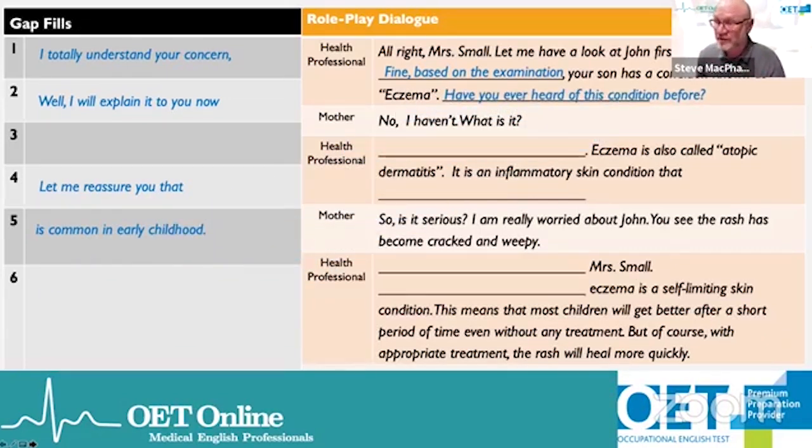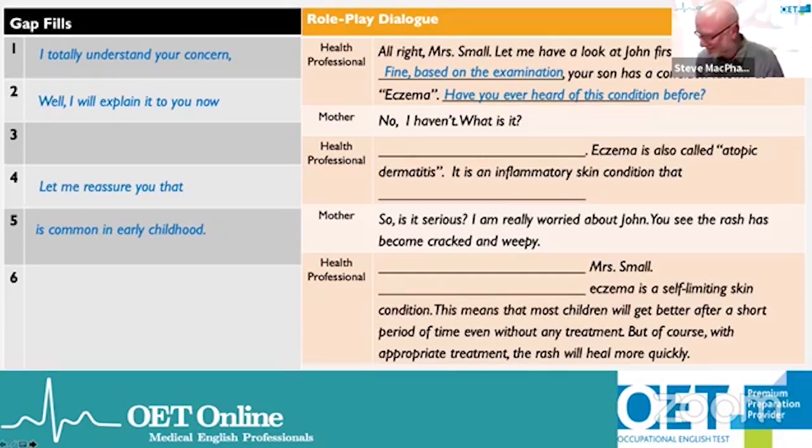Have you ever heard of this condition before? And the mother says, no, I haven't. What is it? What do you do? Do you say, let me reassure you? Do you say, I totally understand your concern? That wouldn't be right, would it? Do you say it's common in early childhood?